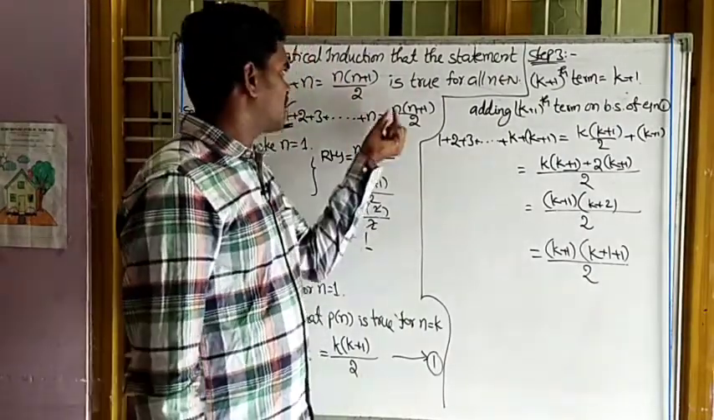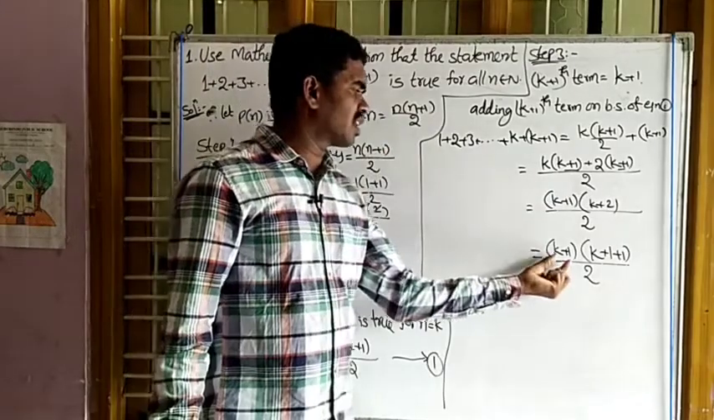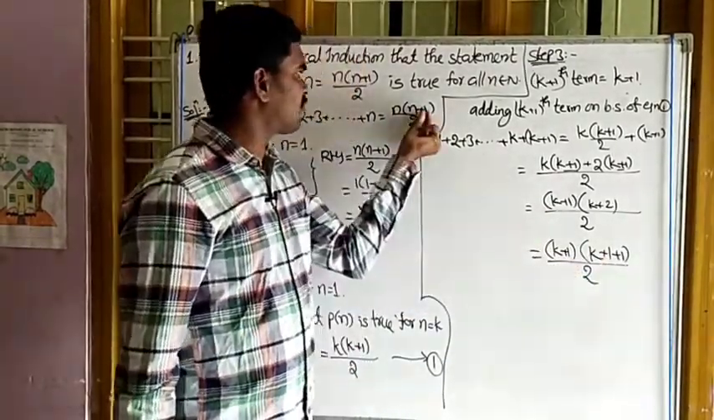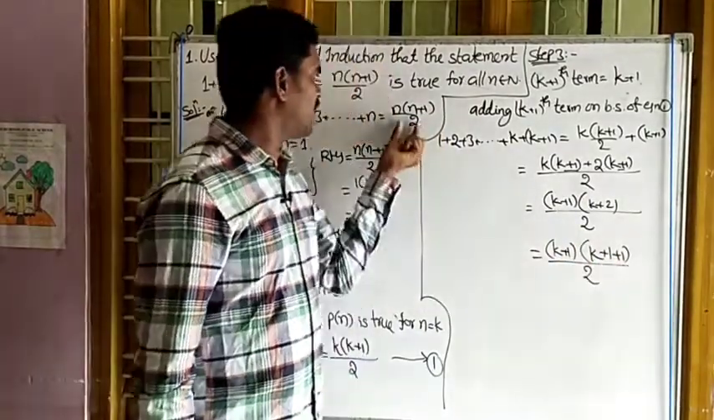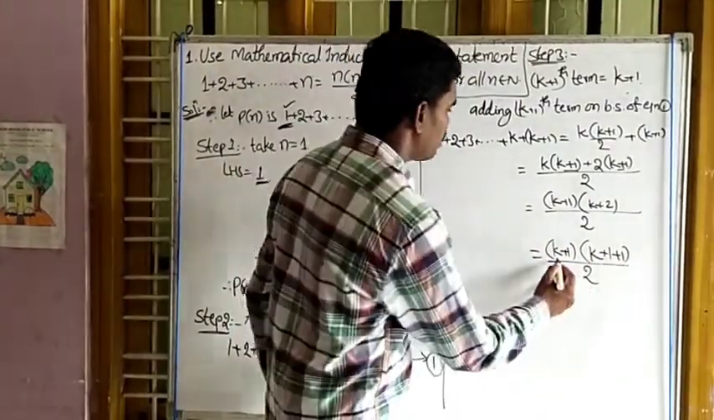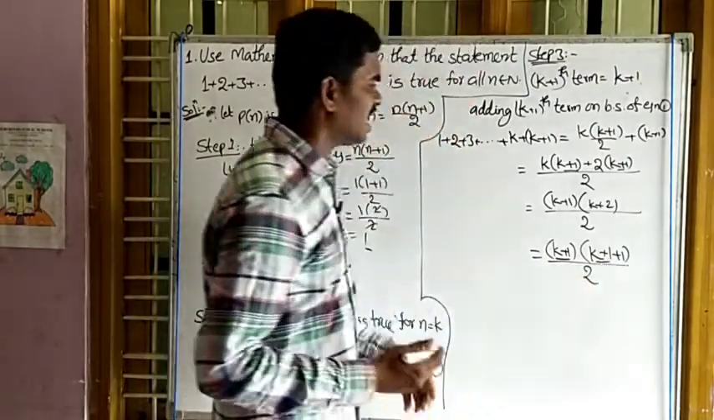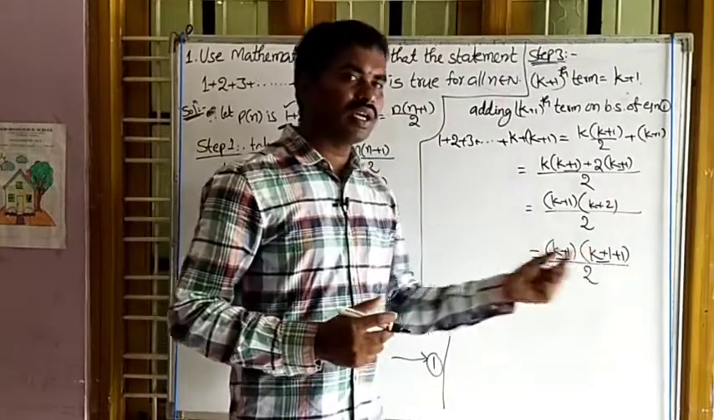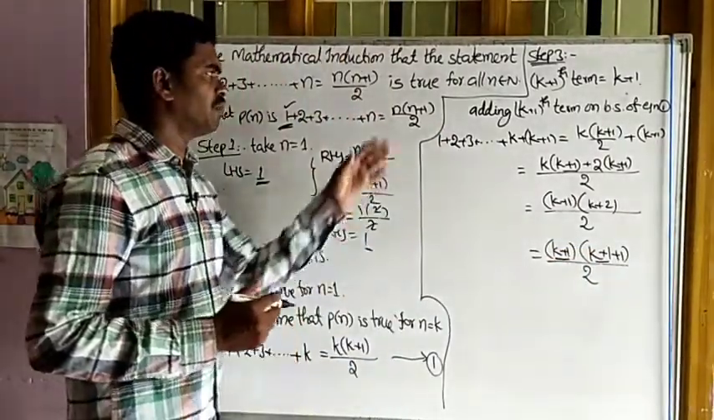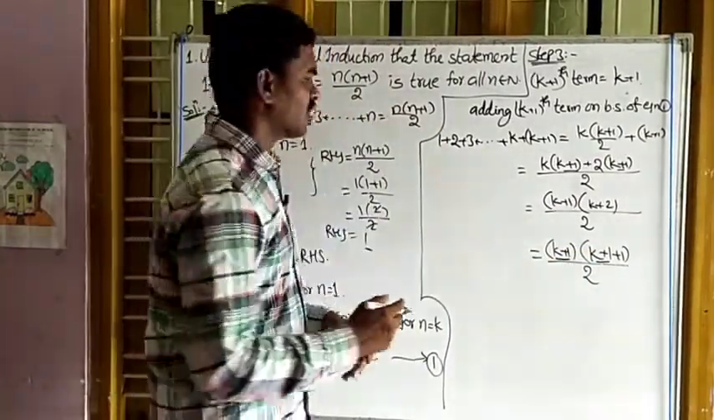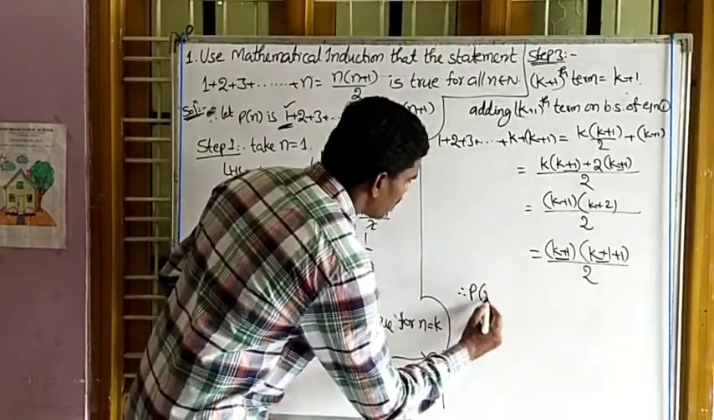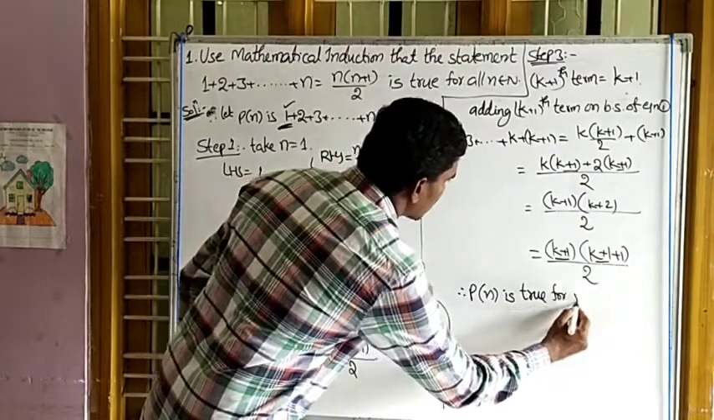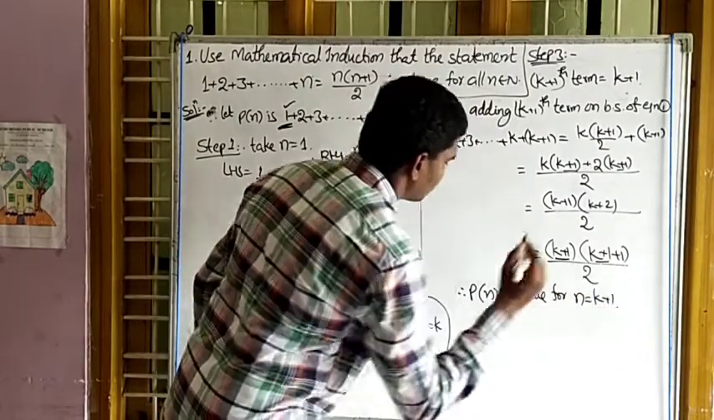See, in place of n, we got k plus 1. In place of n we got k plus 1. And in place of plus 1 we got plus 1. And by 2, by 2 is there. So in place of n, what did we get? k plus 1. That means the remaining all came as it is. So that's why, therefore p of n is true for n equal to k plus 1.